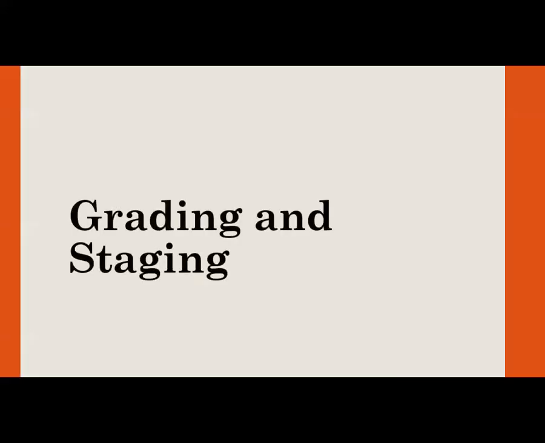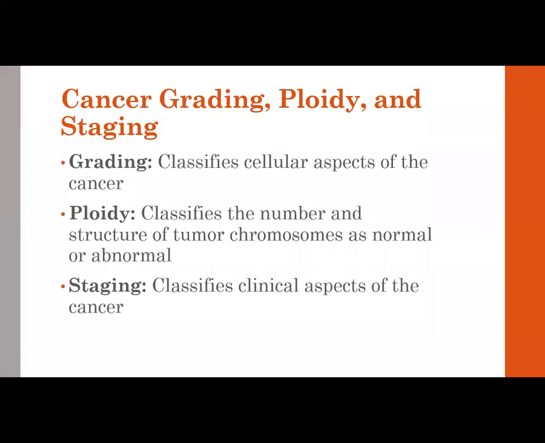Okay, so the next thing we're going to talk about is grading and staging of our cancer. So grading, and we're going to mostly stay in grading and staging. We're not going to get too much into the tumor chromosomes. So grading classifies cellular aspects of the cancer. Staging classifies clinical aspects of the cancer. So grading, we're talking about cellular. Staging, we're talking about clinical. So what are we doing clinically?